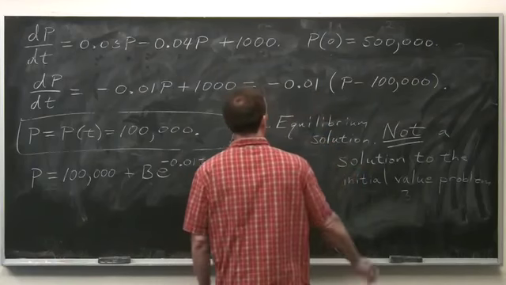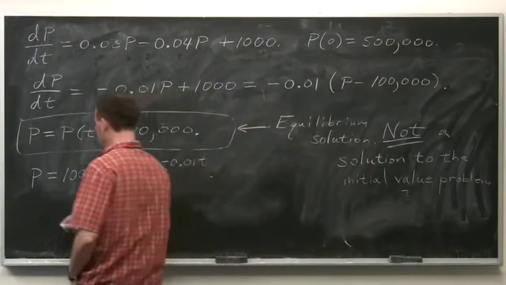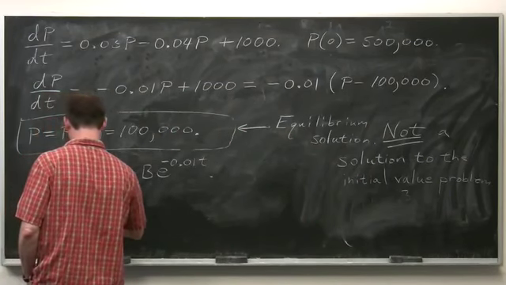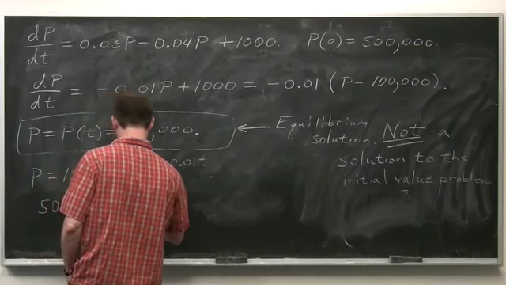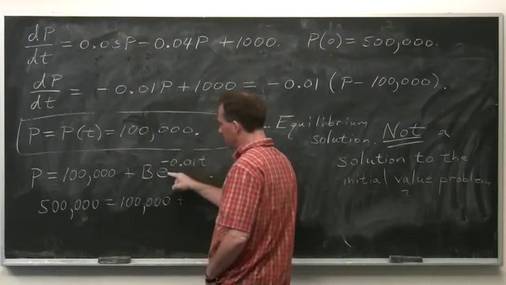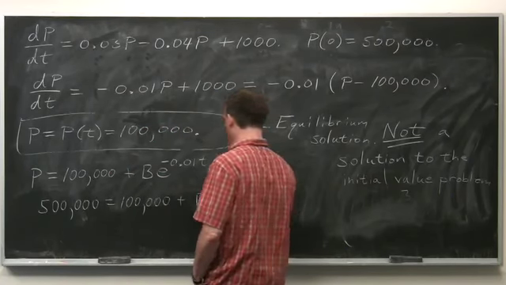Now you plug in the initial data, that when t is 0, P is 500,000, and you get 500,000 should equal 100,000 plus what you get when you plug in t is 0. e to the 0 is 1. So B is 400,000.